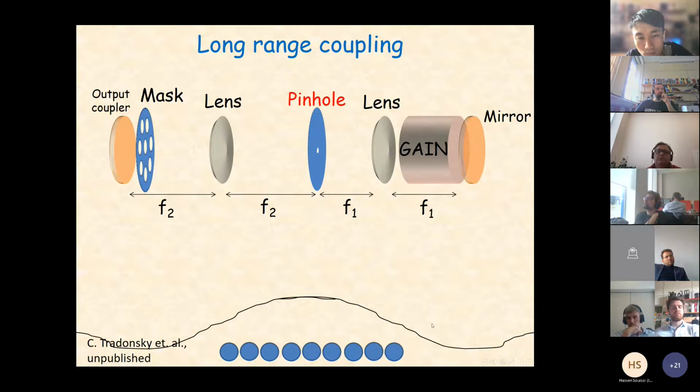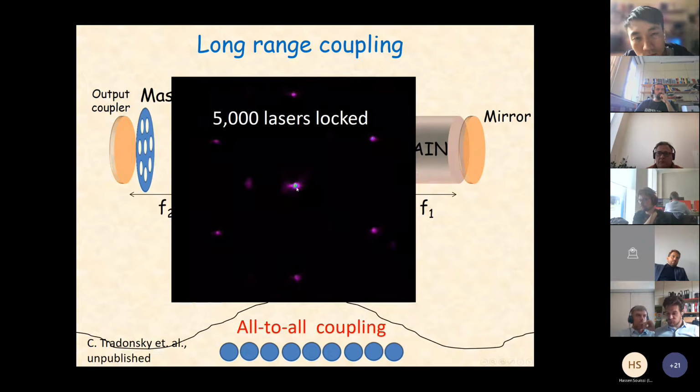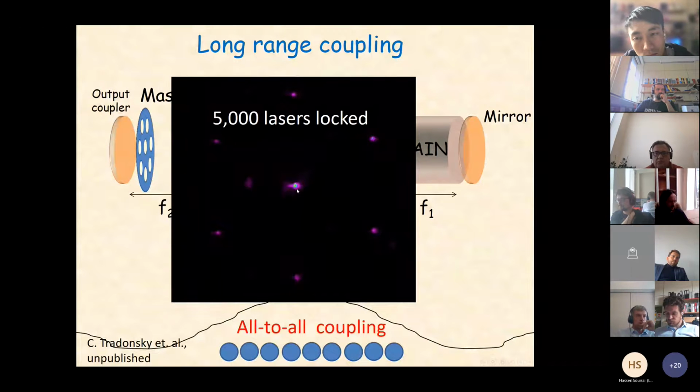So we have all-to-all coupling. And indeed, all-to-all coupling, as you probably know, is very good for phase locking, much better than nearest neighbor, because all the lasers can interact together with the phase. And this is indeed our best result so far. So remember, if you calculate the area here divided by the original area, or if you want the distance to the edge of the Brillouin zone, this actually gives you a quantitative measurement of how many lasers are phase locked, and here we have more than 5,000.